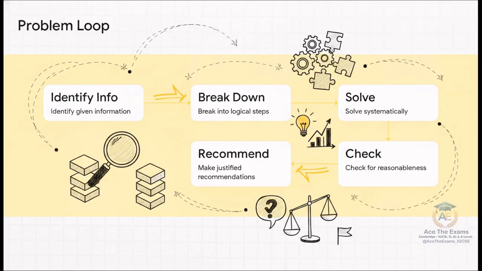Step 3, solve systematically. But look closely at steps 4 and 5. This is where Alex and Sam always fail. You must check for reasonableness. Does a subtotal of 5 million even make sense for a small local business? If not, catch your error. Finally, make justified recommendations. That means explicitly using the evidence you found to answer the actual command word prompt.